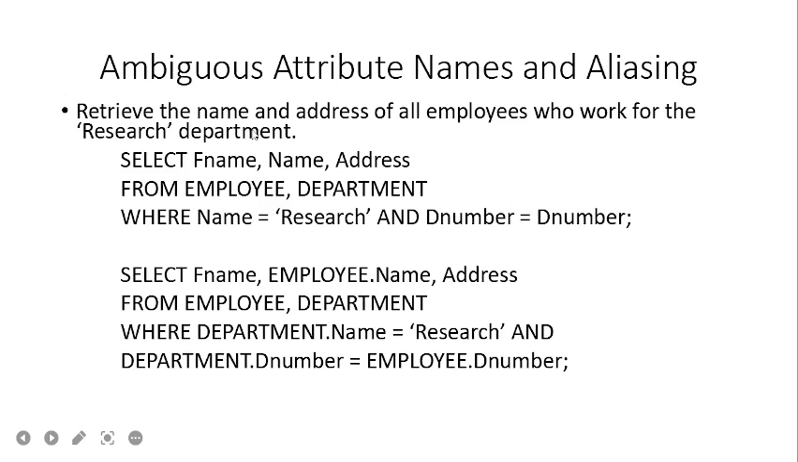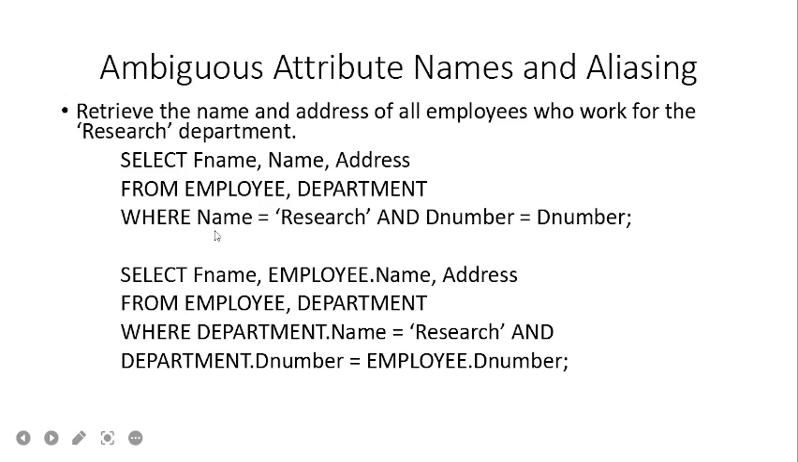So when you say select F name, name, address, whether this is the name of an employee or the name of a department, and here we are using name is equal to research, whether name is the name of a department or the name of an employee, we do not know. These kinds of attributes are known as ambiguous attributes. So how can we resolve these ambiguous attributes?